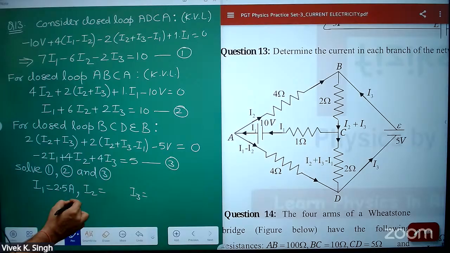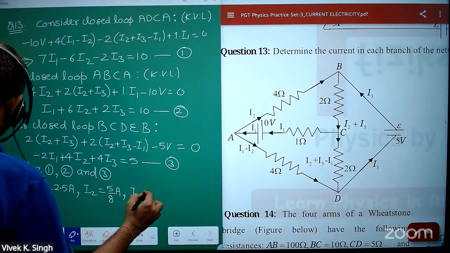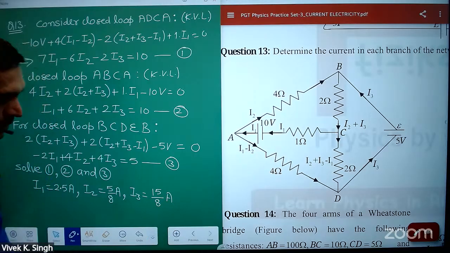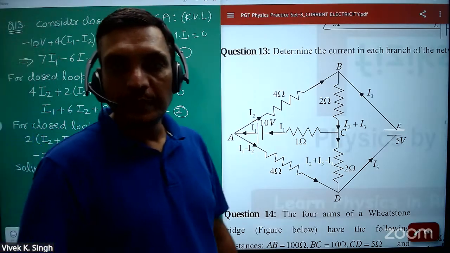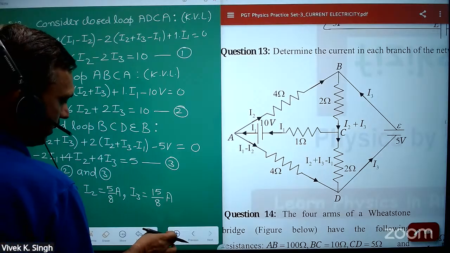And I2 will be 5 by 8 ampere. You have to check this result. 5 by 8 ampere. And I3 is 15 by 8 ampere. Please check this result. 15 by 8 ampere. Is it clear? So now in different branches, what will be the current, if you know I1, I2 and I3? So what will be the current in the other branches?